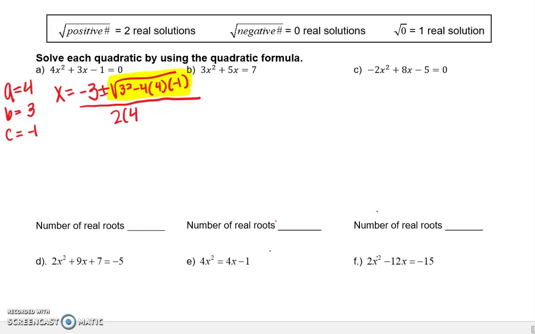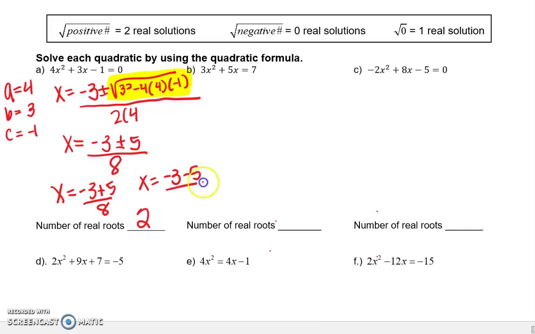Go ahead and hit pause while you do that. Then you're left with x equals negative 3 plus or minus 5. You should have gotten 5 when you plugged all that in, divided by 8. Since that is a positive number, you're going to have 2 real roots, and now you just solve. So you have negative 3 plus 5 divided by 8, and x is equal to negative 3 minus 5 divided by 8. So you're left with x is 1/4, and x is equal to negative 1. That is your answer to A.